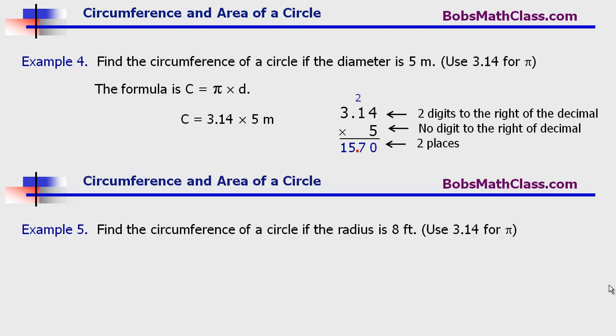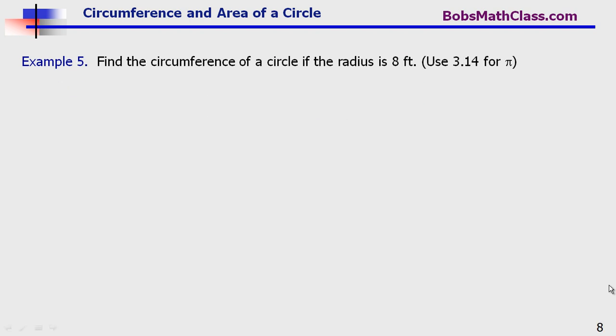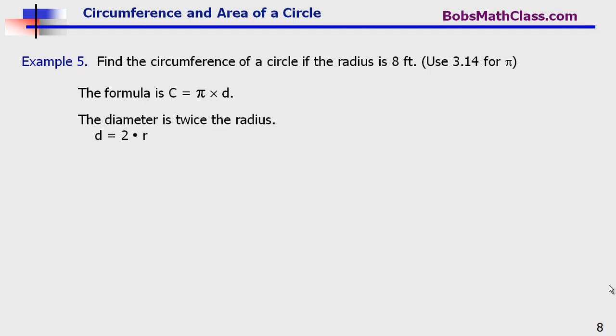Alright, let's do another one. Find the circumference of a circle if the radius is 8 feet. Well, let's write down our formula. Now this formula says C equals pi times D, but do we have D? No, we certainly do not. We have the radius. If we have the radius, how can we find the diameter? Right, multiply it by 2. So the diameter would be 16 feet.